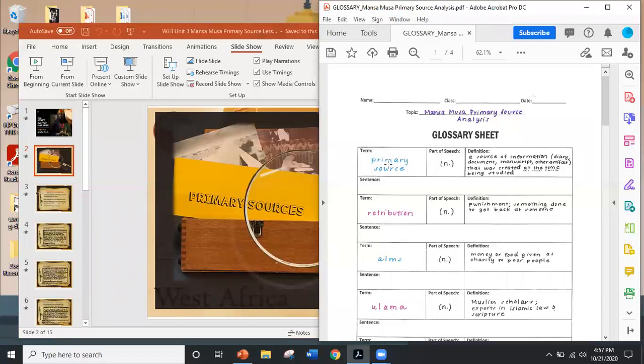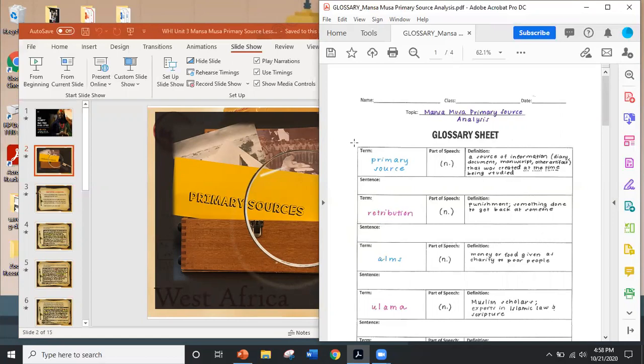And the first definition says primary source. So let's take a second and make sure that we're all on the same page about what a primary source is. And you'll see here that it says a source of information, a diary, a document, a manuscript, or other artifact that was created at the time being studied.